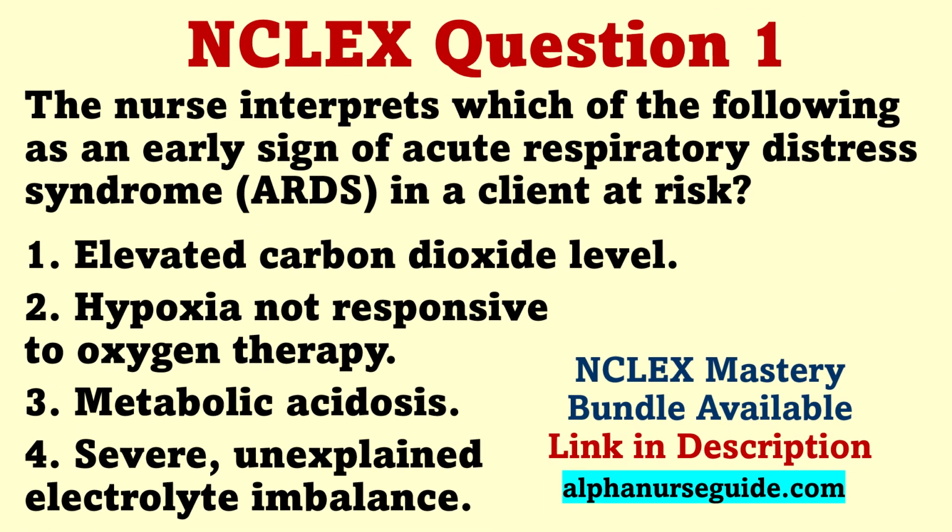The nurse interprets which of the following as an early sign of acute respiratory distress syndrome in a client at risk? 1. Elevated carbon dioxide level. 2. Hypoxia not responsive to oxygen therapy. 3. Metabolic acidosis. 4. Severe unexplained electrolyte imbalance. The correct answer is 2. A hallmark of early ARDS is refractory hypoxemia.